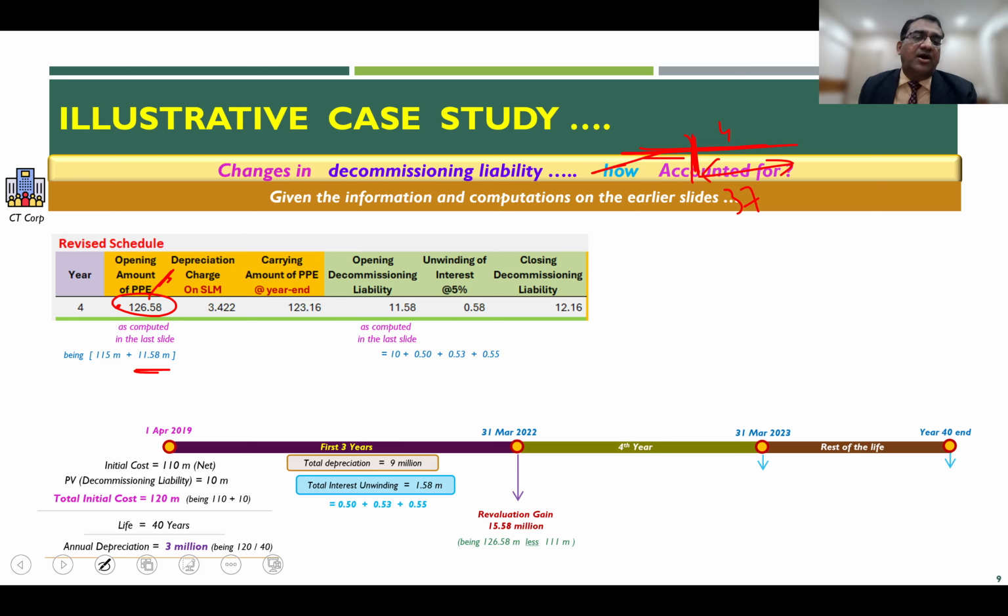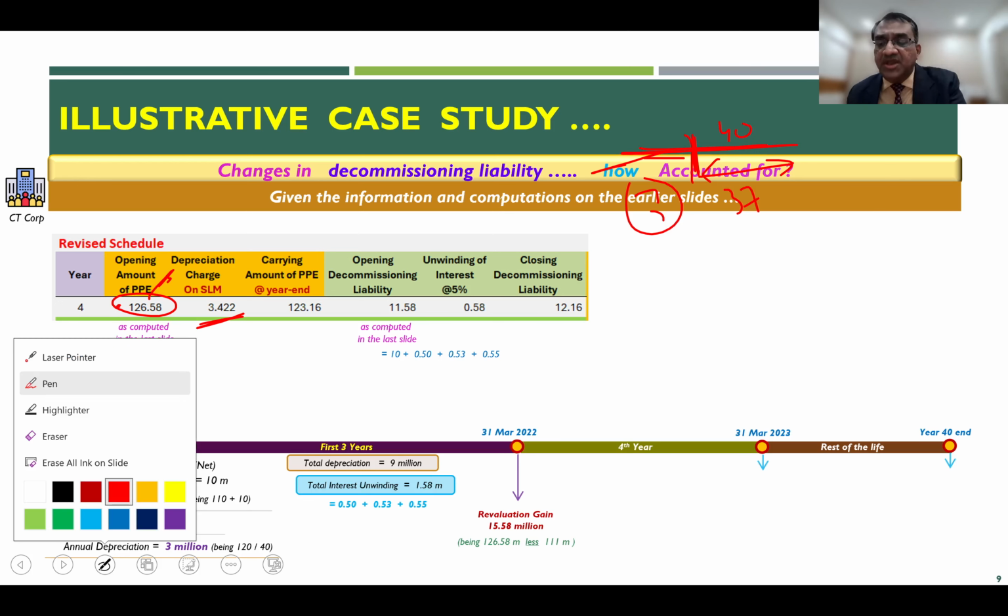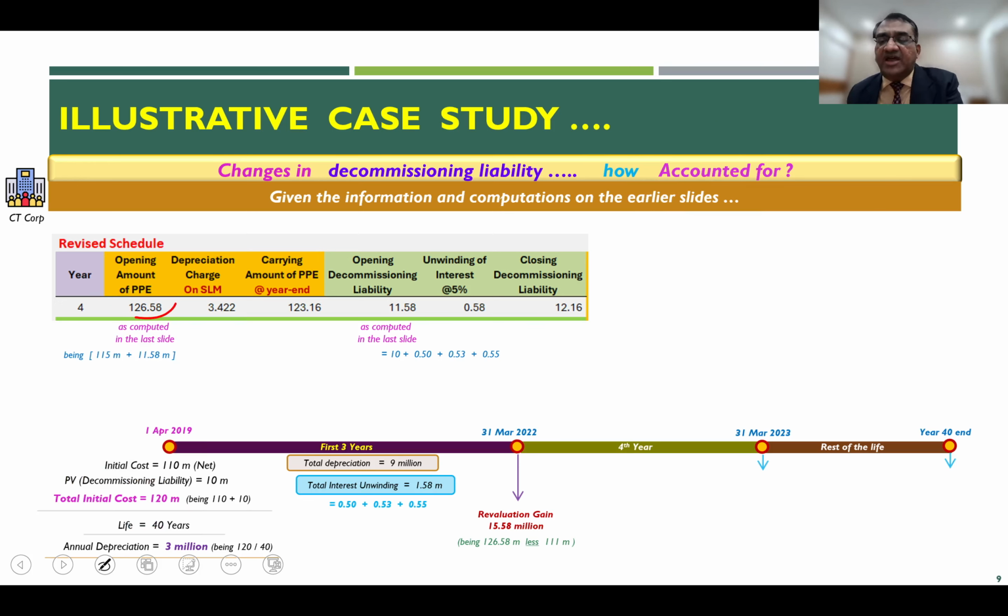3 years already gone of the total 40 years life. So you have only 37 more years to go, and therefore your depreciation charge will also change, because now your depreciation charge will be this number divided by 37. That will be your annual charge of depreciation based on this amount, right?